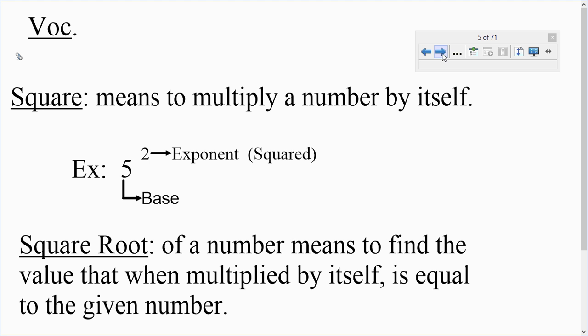First of all, square means to multiply a number by itself. For example, 5 to the exponent of 2. 5 is called the base. The exponent of 2 is also called squared. That's why you may hear people say 5 squared or 5 to the exponent of 2, sometimes even 5 to the power of 2.